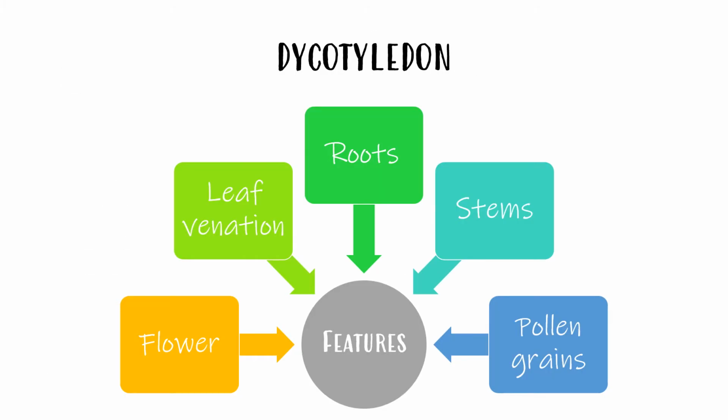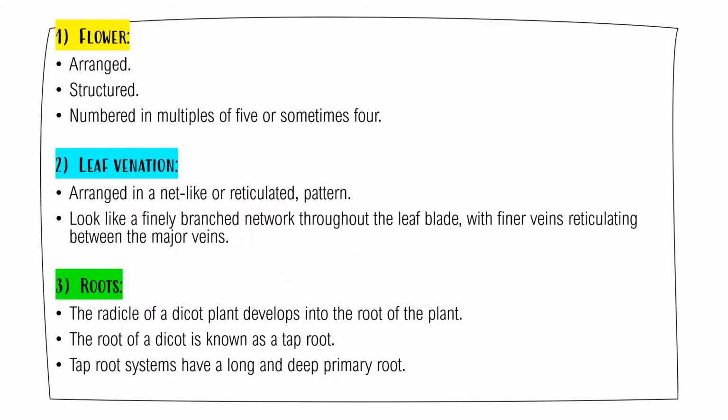What about dicot or dicotyledon? There are also 5 features that can be easily observed. It is the same like monocotyledon. First is flower, second is leaf venation, third is roots, fourth is stems, and the last one is pollen grains. In dicots, these flower parts are pentamerous. In other words, the flower parts of a dicot are arranged, structured, or numbered in multiples of 5 or sometimes 4.